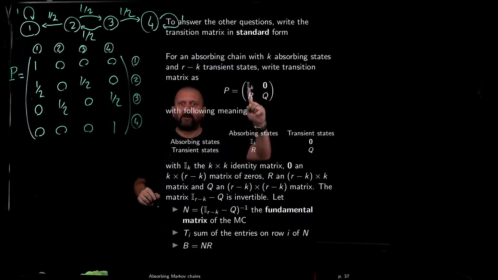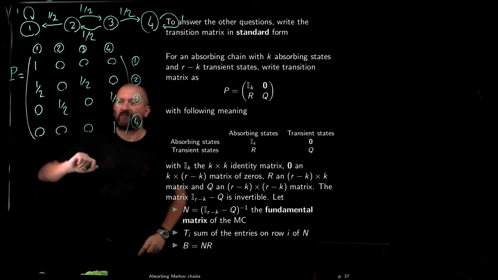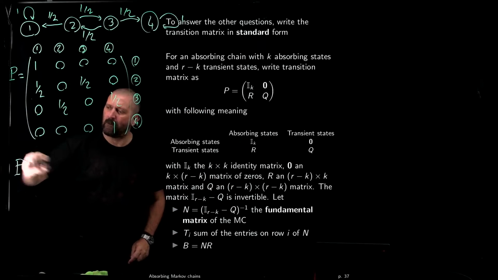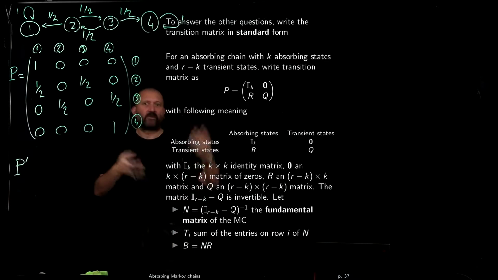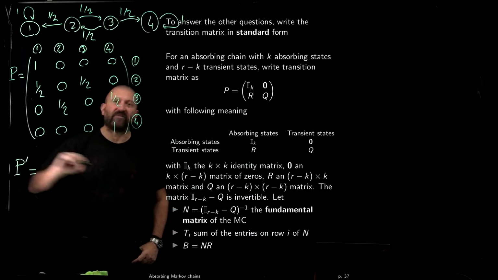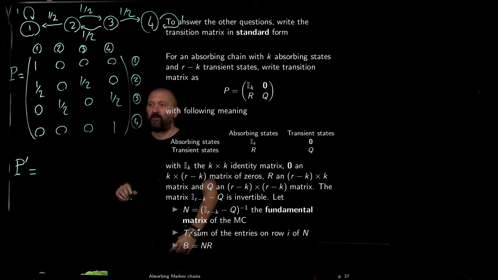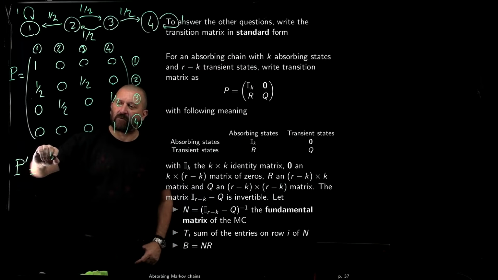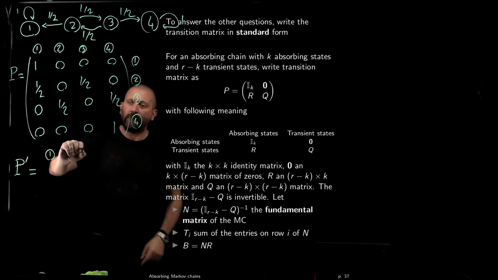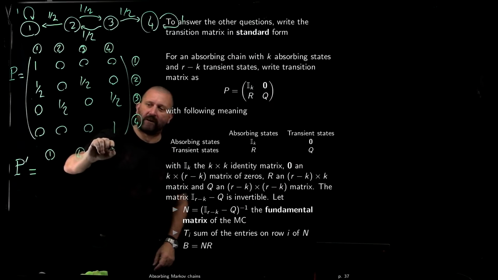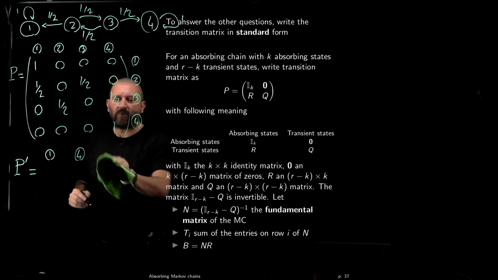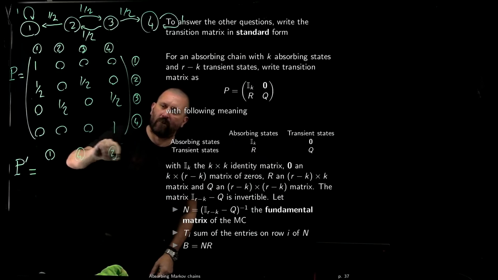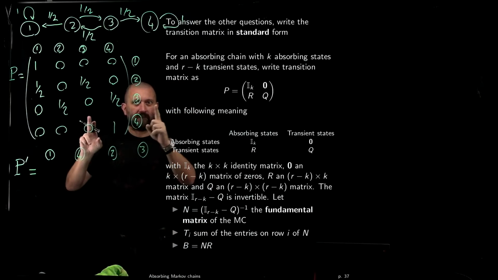To get this form, I need to first list the absorbing states. So I'm going to write P prime. It's not the same matrix as before, but through some transformations, I get equivalence. We say the matrices are similar. I need to list my states as follows: 1, 4, and then 2 and 3. Let's keep the order simple as much as we can.